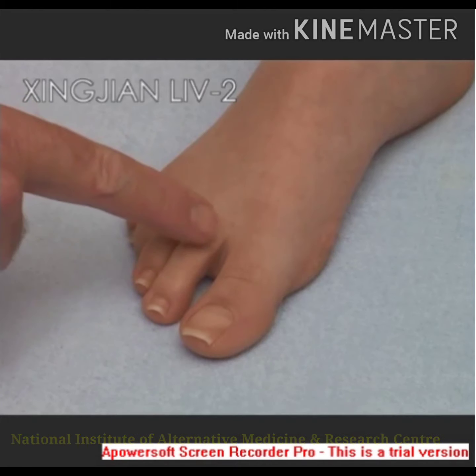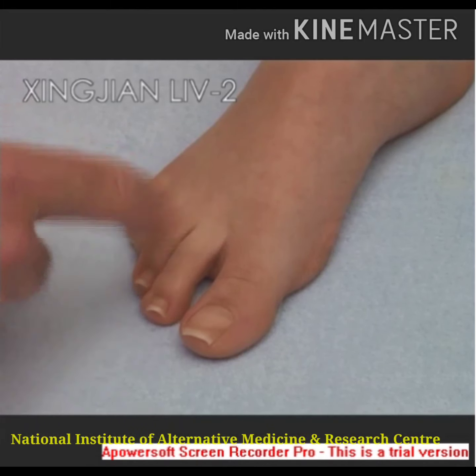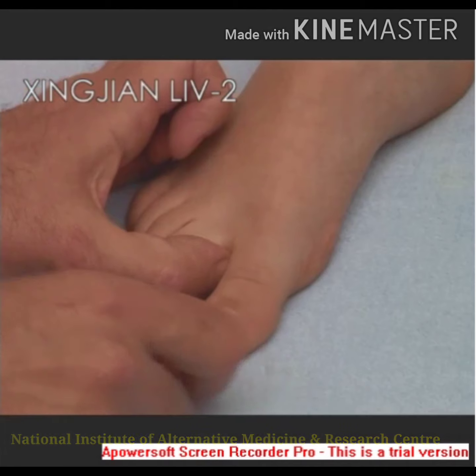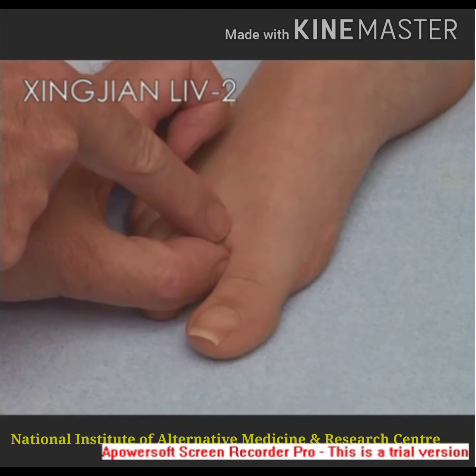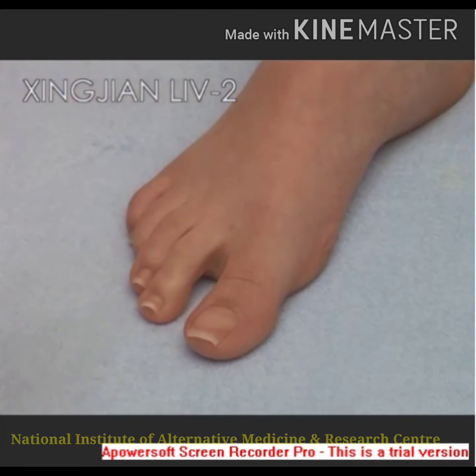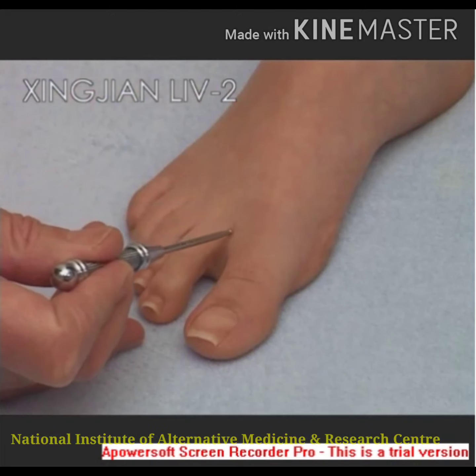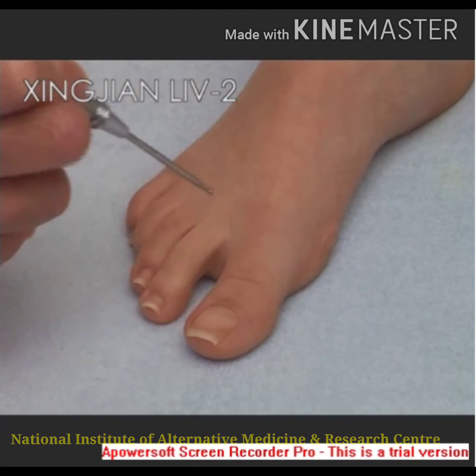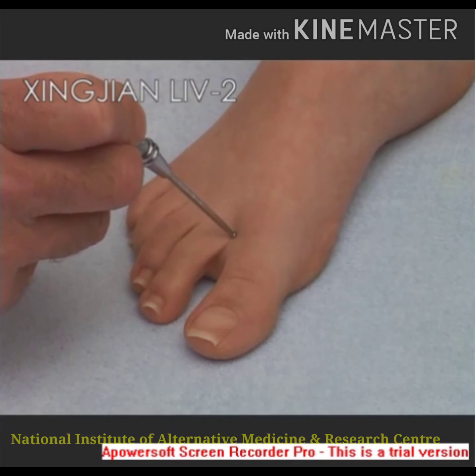Xing Jian, Liver 2, is located on the dorsum of the foot between the first and second toes, 0.5 cun proximal to the margin of the web. Needle 0.5 to 1 cun obliquely towards the heel, or use a perpendicular insertion 0.5 to 0.8 cun.